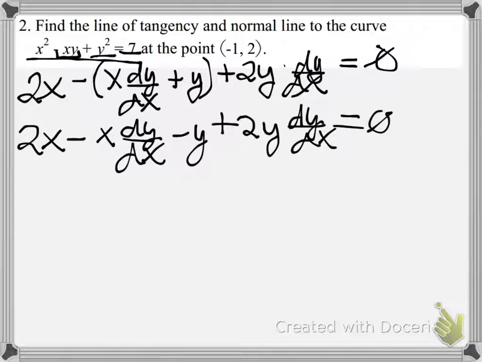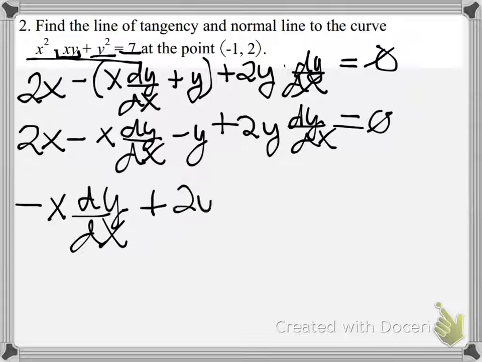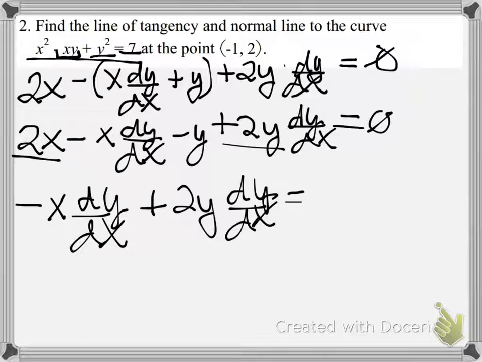Well, I want to get all of my dy/dx terms on the left and all of my other terms on the right. So that means I'm going to have negative x dy/dx plus 2y dy/dx. And I'm going to set it equal to, I'm going to subtract 2x from this side, and I'm also going to add y to both sides. That's how I'm going to move everything over. So that's going to give me y minus 2x on the right-hand side.